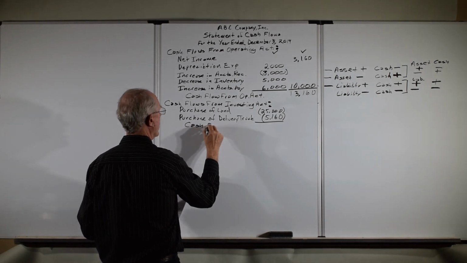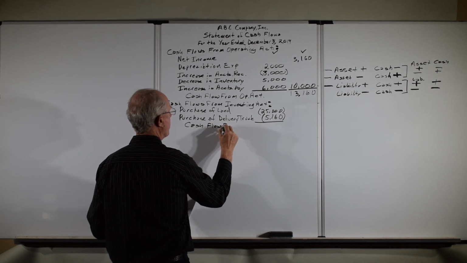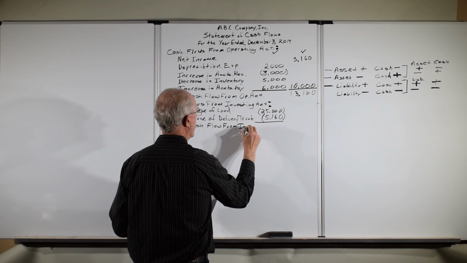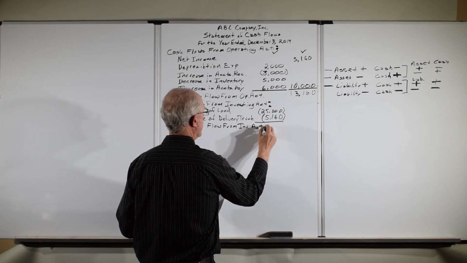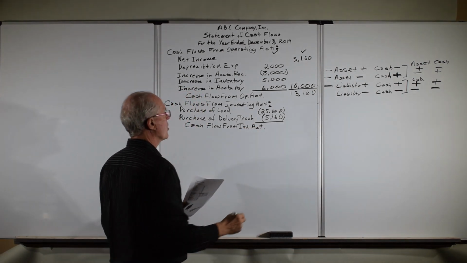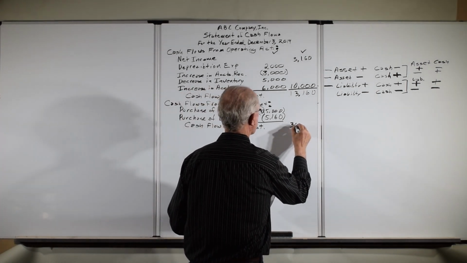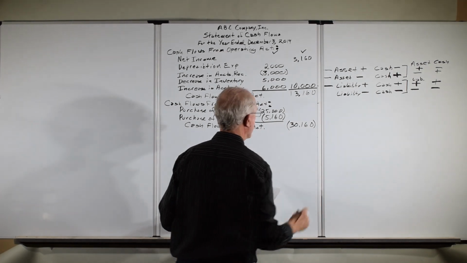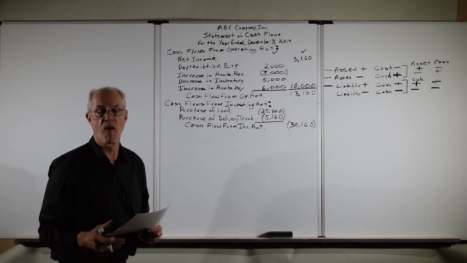Cash flow from investing activities, abbreviating a bit here, and that's $30,160 in brackets to show that it is an outflow.